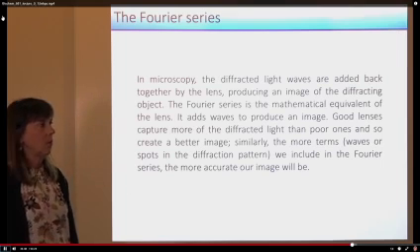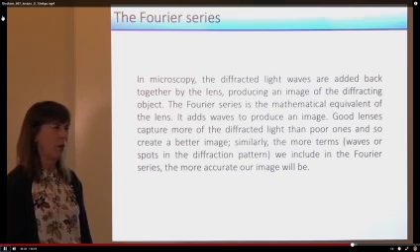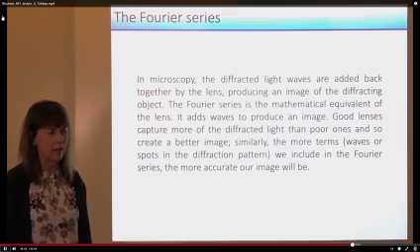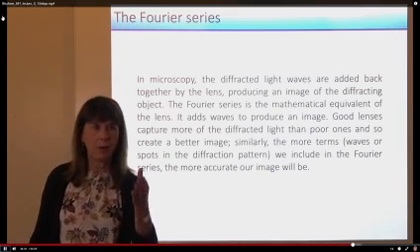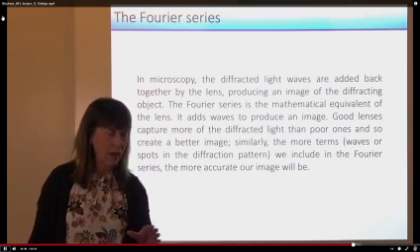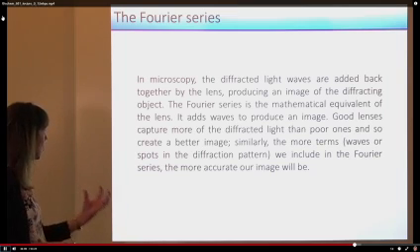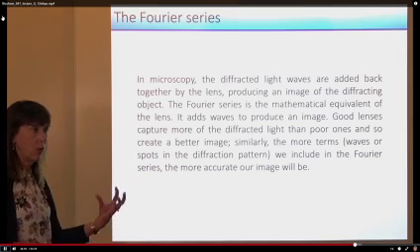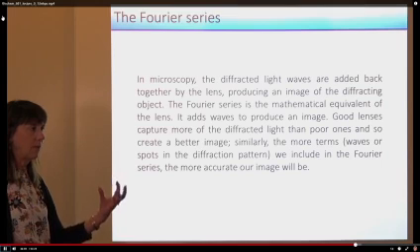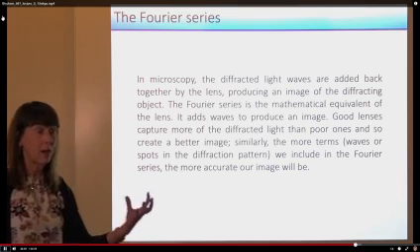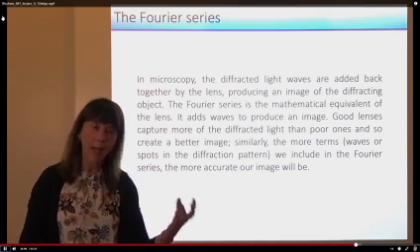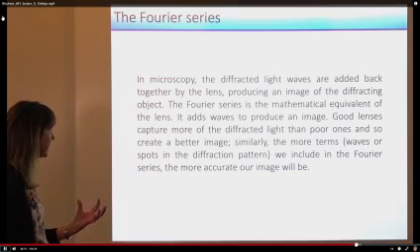Now, what's this stuff about phases, and what's this stuff about the crystallographer being the lens? The lens that we use is the Fourier synthesis. In microscopy, the diffracted light waves are added back together by the lens, producing an image. The Fourier series is a mathematical equivalent to that lens. But in order to do that equation, we have to have information not only of the intensity of the scattered X-rays, but their phases. And that's the so-called phase problem.